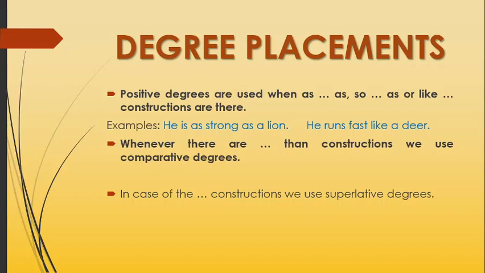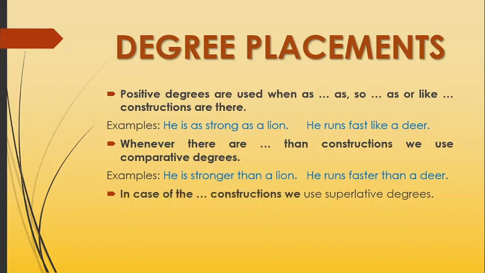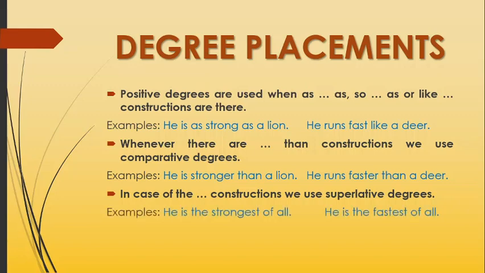Whenever there are blank and then than constructions, we use comparative degrees. For example, he is stronger than a lion. He runs faster than a deer. So comparative degree of the adjective stronger, faster, and then we are using than. Finally, in case of blank and just before the blank there is a the, we use superlative degrees. For example, he is the strongest of all. He is the fastest of all. So we have the and then we use the superlative degree.